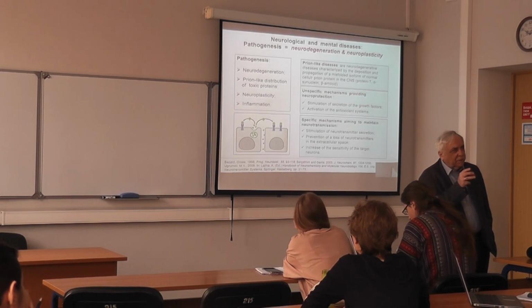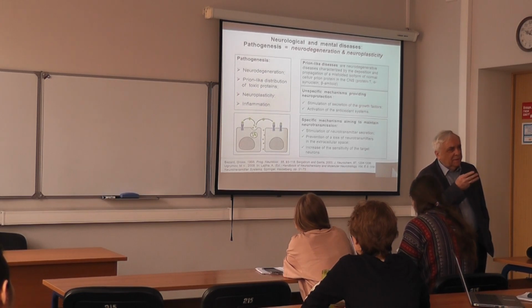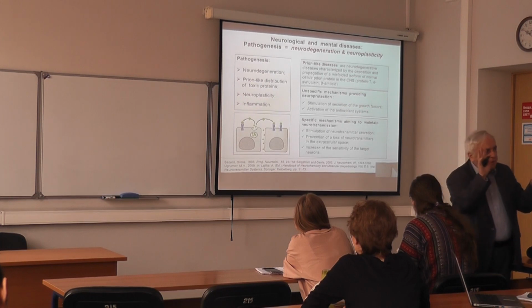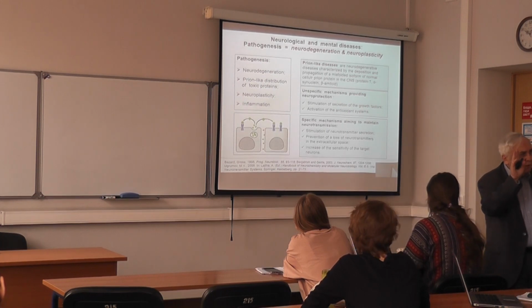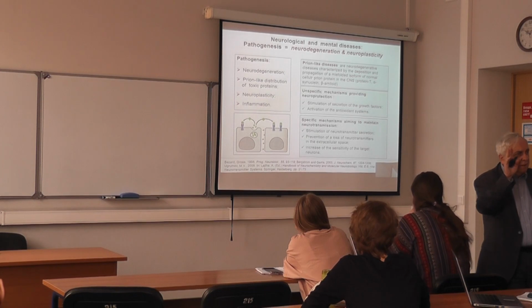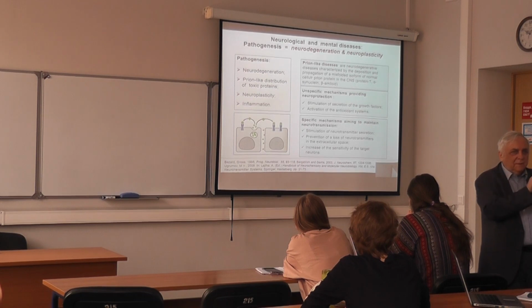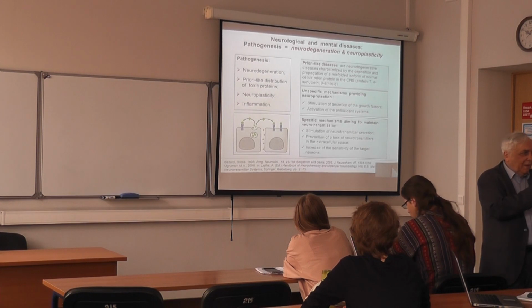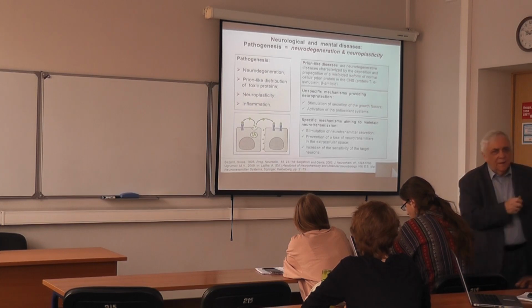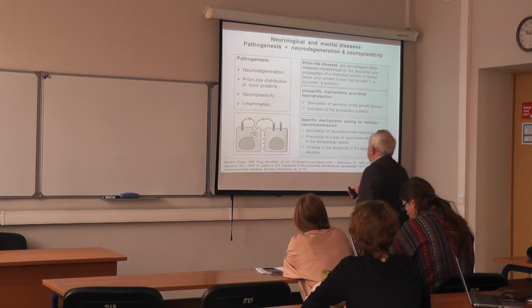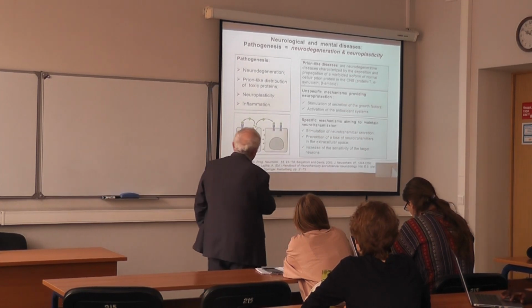The conglomerates of toxic proteins provoke the degeneration of these healthy neurons. Understand? So one neuron which produces toxic proteins like aggregated alpha-synuclein, like beta-amyloid, releases these toxic proteins out from the neuron, and they are captured by a healthy neuron, thereby provoking the degeneration of these healthy neurons. This is called prion-like distribution of toxic proteins.